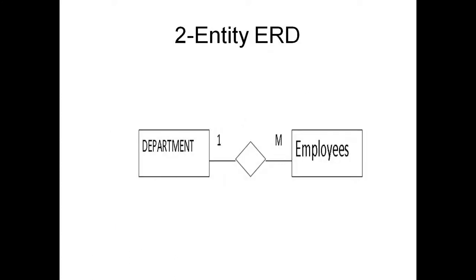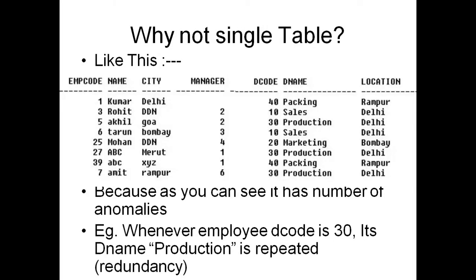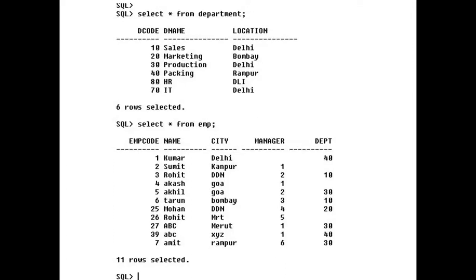As you have seen, this was our ER diagram, department and employee. These were the two tables that we have made. Suppose instead of making these two tables, we had made this single table. See what we have done. Again, you must have seen this table in the example of joins. If you have not gone through it, please go through my joins tutorial, otherwise you will have a lot of problems. So what is happening? 1 Kumar 40. Now the 40 name is not here, the 40 name is here.